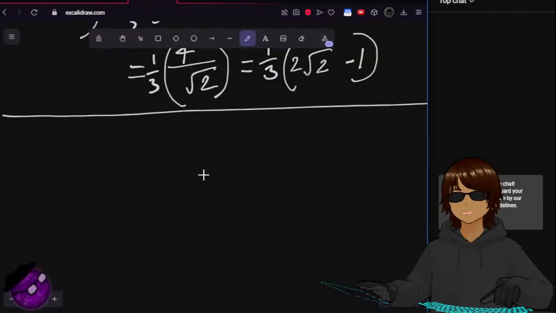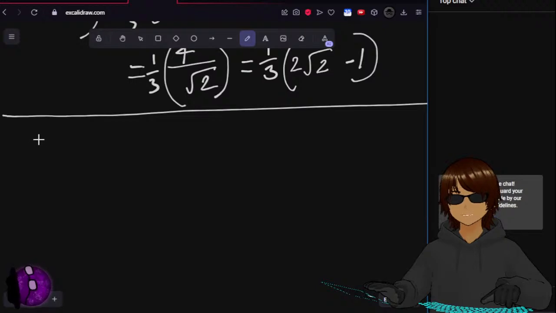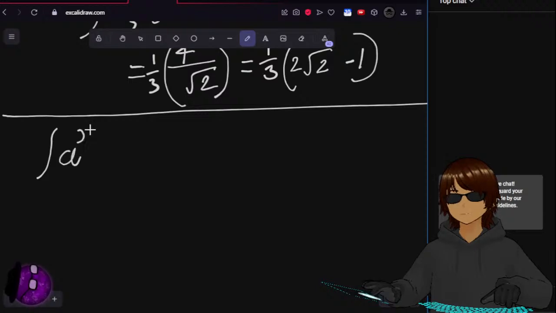Let me see if I can remember the proof. This. So we want the antiderivative of a to the power of x dx.